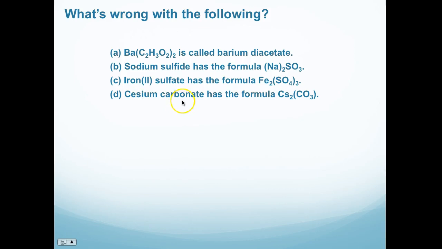For cesium carbonate, we have this formula: Cs2(CO3). Go ahead and take a minute. So the charge balance is correct. If we have cesium with a +1 charge, we do need 2 of those to balance out the carbonate. But the problem is we have just 1 CO3, 1 carbonate, so we don't need the parentheses. We only need them if we have more than one of that polyatomic ion.